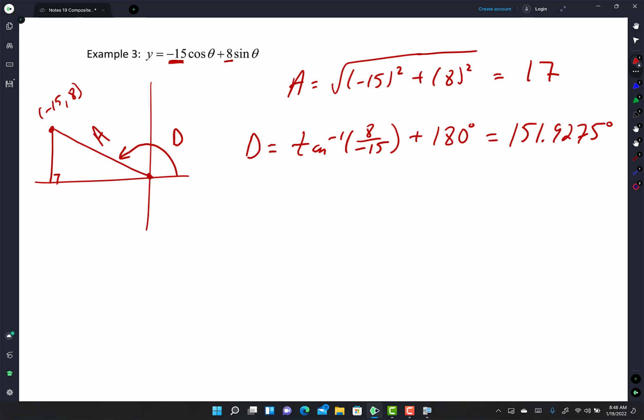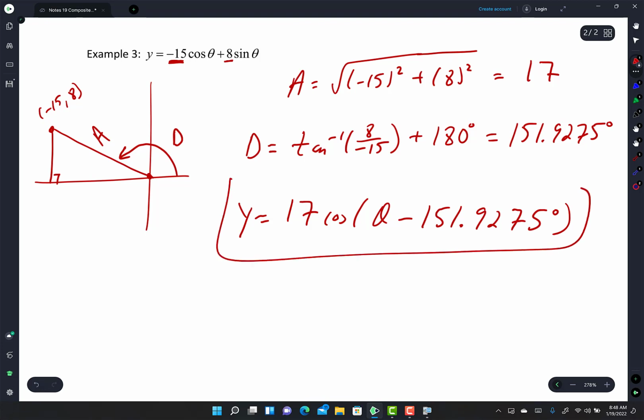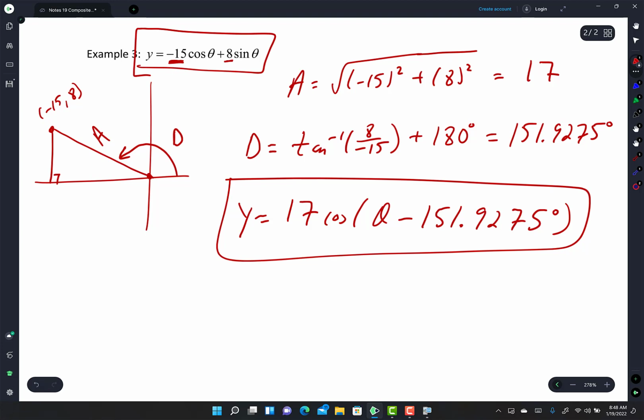because if you were to actually look up the table, they're going to be off just a little bit because of the precision we're rounding. So here's your equation, guys. Y equals 17 cosine theta minus 151.9275 degrees. So this equation here is the same as that. They're equivalent.